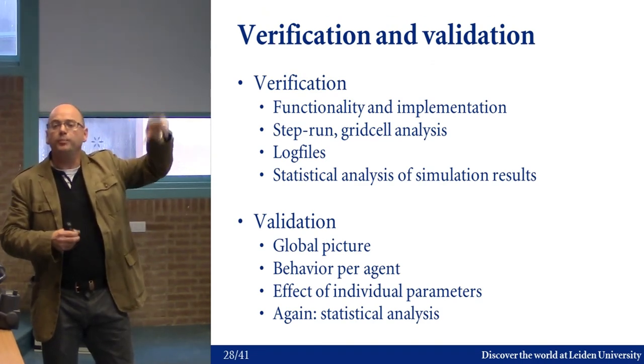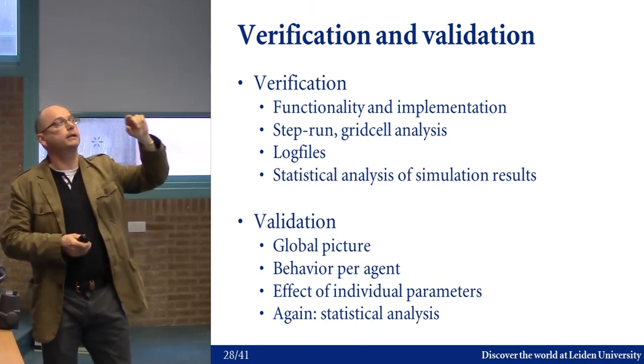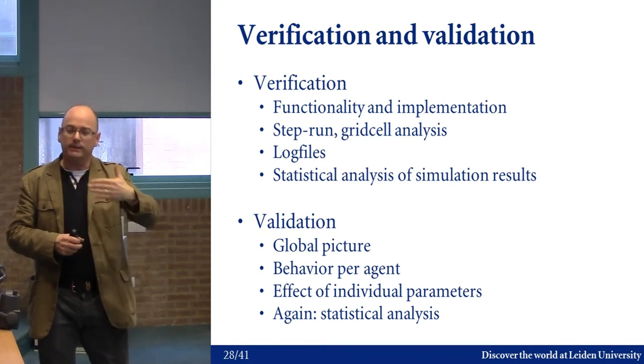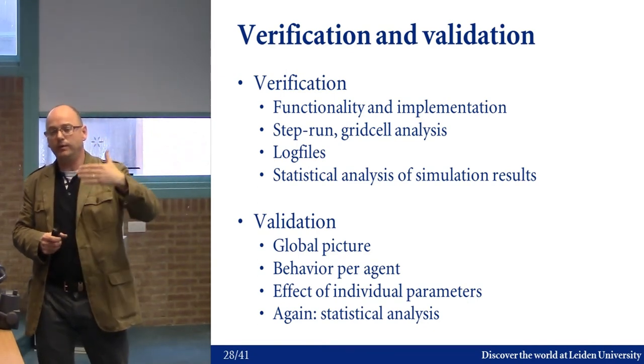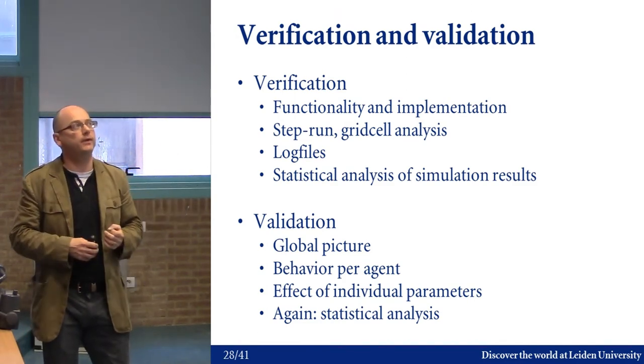When you look at the global picture, you get an idea. Does it work as expected? But even then you can get surprises. And then you get the behavior per agent, where you can look. Does it represent a valid behavior based on the parameters? And that's how I did some of these validations.